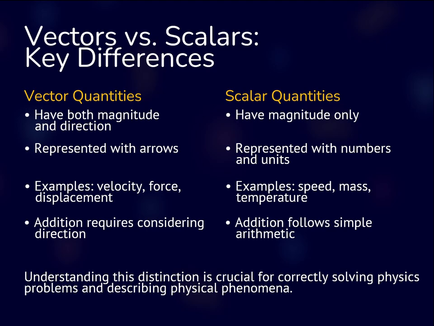You can add scalar quantities with regular arithmetic. But vector quantities require direction-aware methods like head-to-tail diagrams or components. And most importantly, you cannot mix different types of vectors or mix scalars with vectors. For example, you can't add a velocity vector and a force vector just because they both use numbers and units. They represent completely different physical concepts.